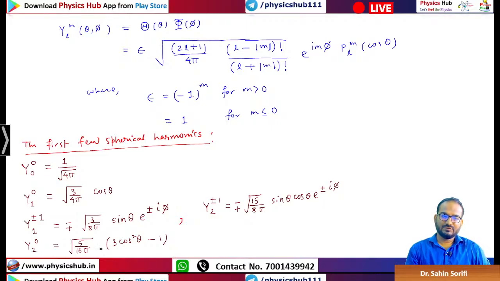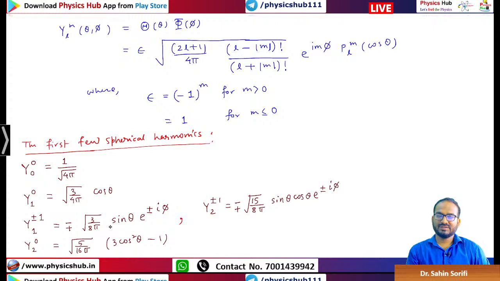So try to look at these values very carefully. If it is only 1 by root 4 pi, it means Y L value is 0, M value is 0. If you see that only cos theta is there, what does it mean? Obviously it is referring to Y10, meaning L value is 1, M value is 0.